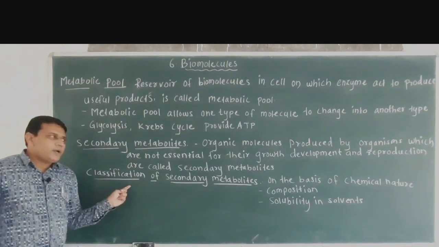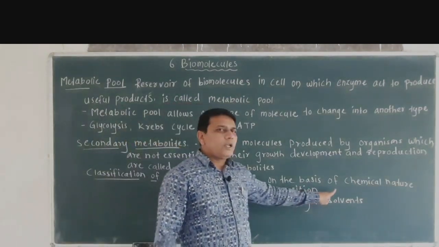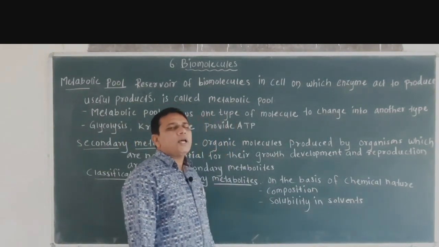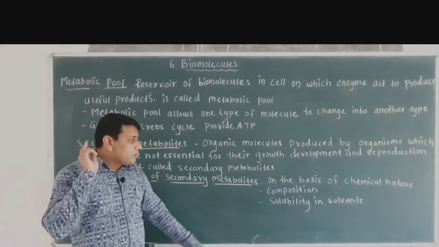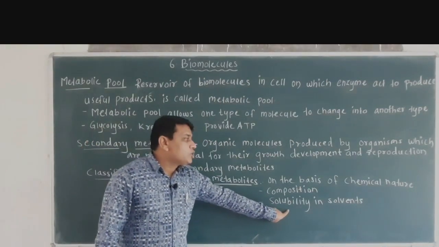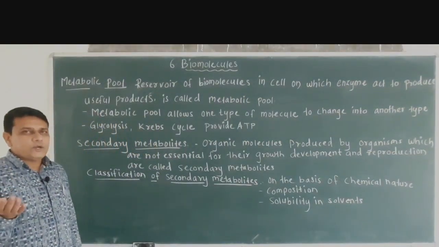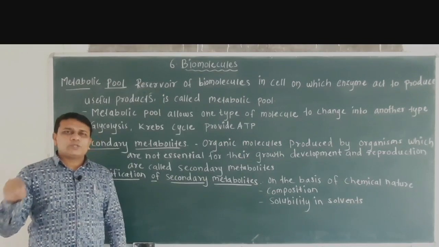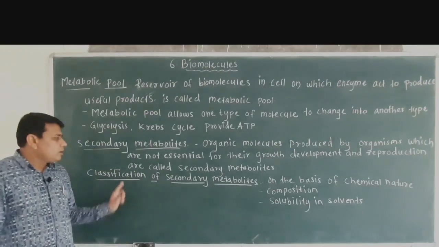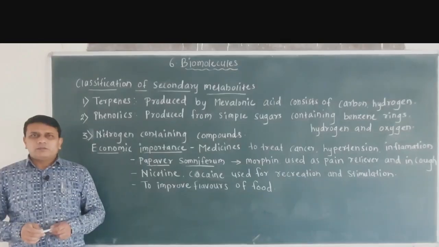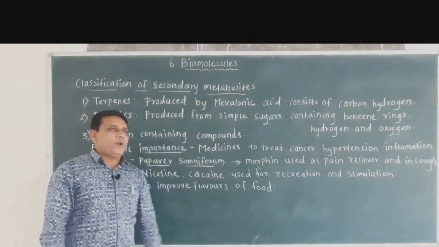Now secondary metabolites are classified on the basis of their chemical nature. Then they are classified on the basis of their composition, and then solubility in solvents is also considered. Now you know that solvents are the substances in which solutes dissolve. So these criteria are used in the classification of secondary metabolites.